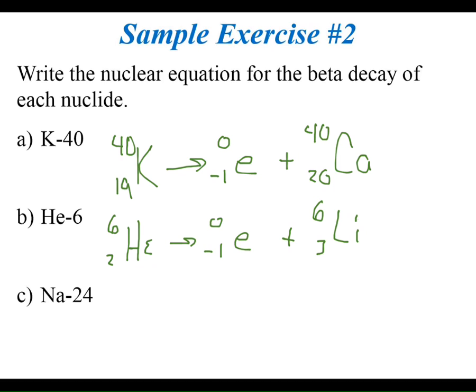And did you do the next one? Sodium 24? What else did you get? Magnesium 24, right? Okay. Questions? Pretty easy, right? Pretty straightforward. Just got to add them up.